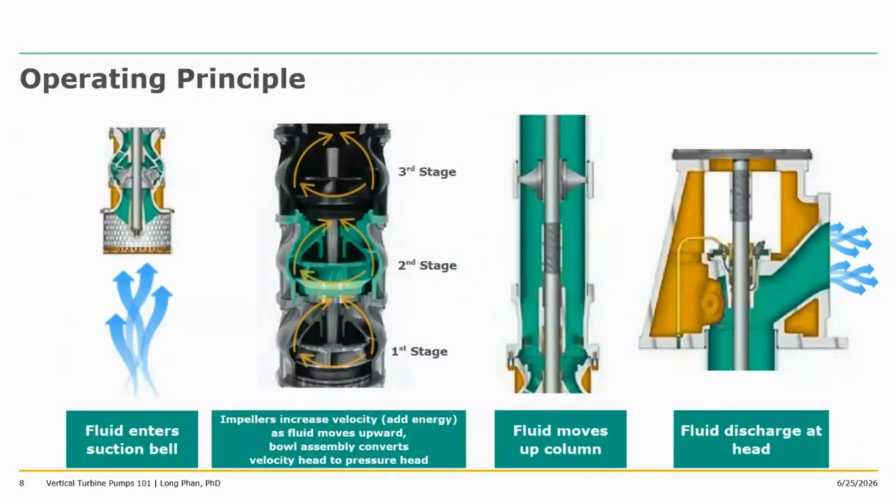So let's look at the operating principle. It's very simple, right? Water enters from the very bottom of the pump through the suction bell, the suction inlet. As it moves through the stages, the impeller increases the velocity by adding energy as it moves upward. The bowl assembly converts this velocity into pressure head. The water then exits into the column assembly and out at the discharge head, as you can see in the last picture.